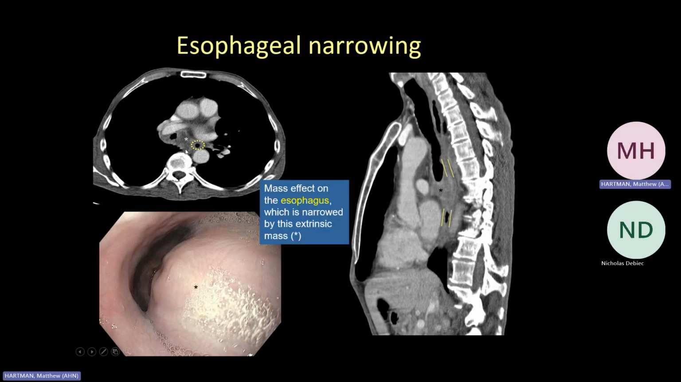What's narrowing it? We'll do our CT, and we see a mass-like lesion in the subcarinal region. And on endoscopy, you see extrinsic narrowing of the esophagus, something sort of like the ball under the rug growing in, causing that lumen to be narrowed, a little bit displaced, and also the walls looking like they're being thickened by this mass.